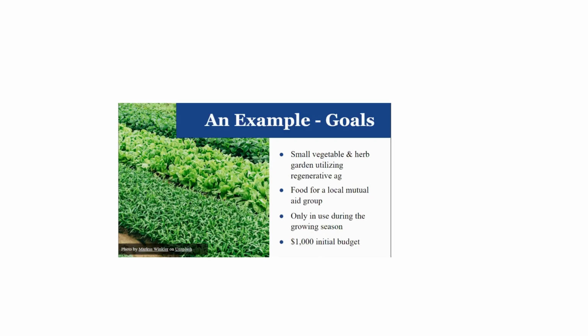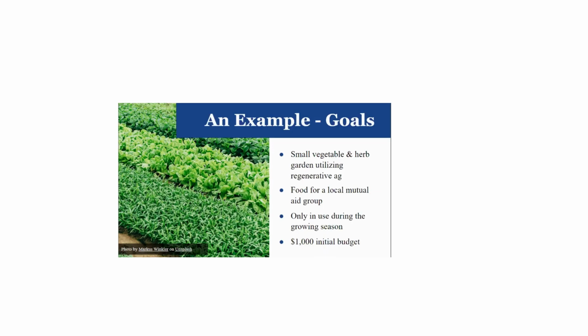So let's say that you want to create a small vegetable and herb garden, and you're focusing, again, on those regenerative ag practices. One of your goals is also to use this food that you're growing for your local mutual aid group. A mutual aid group is just a group of people within a community who are sharing resources and supporting each other to help each other sustain themselves and also thrive. So it's that idea of putting the power back into the hands of the people.